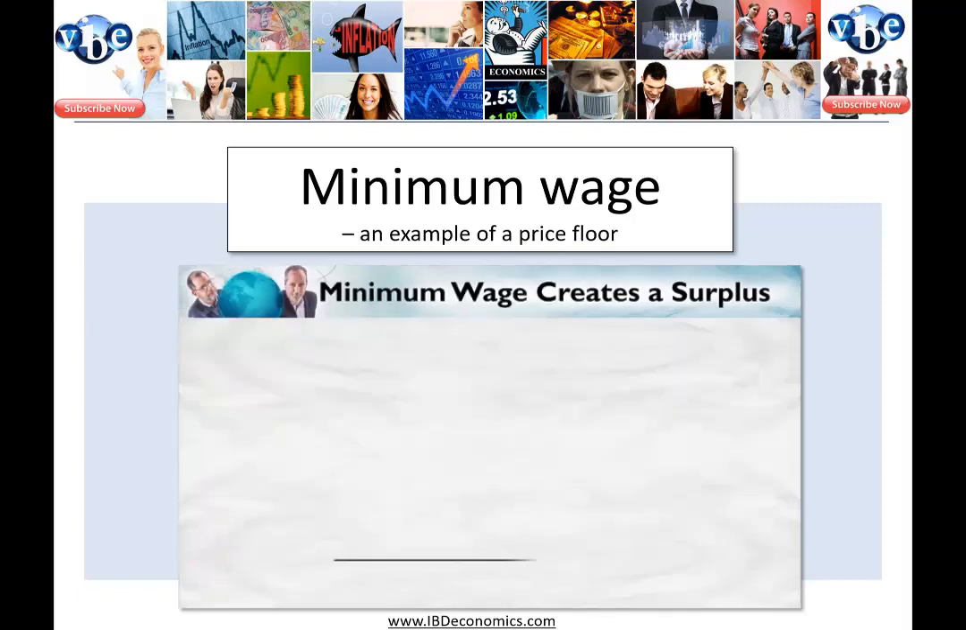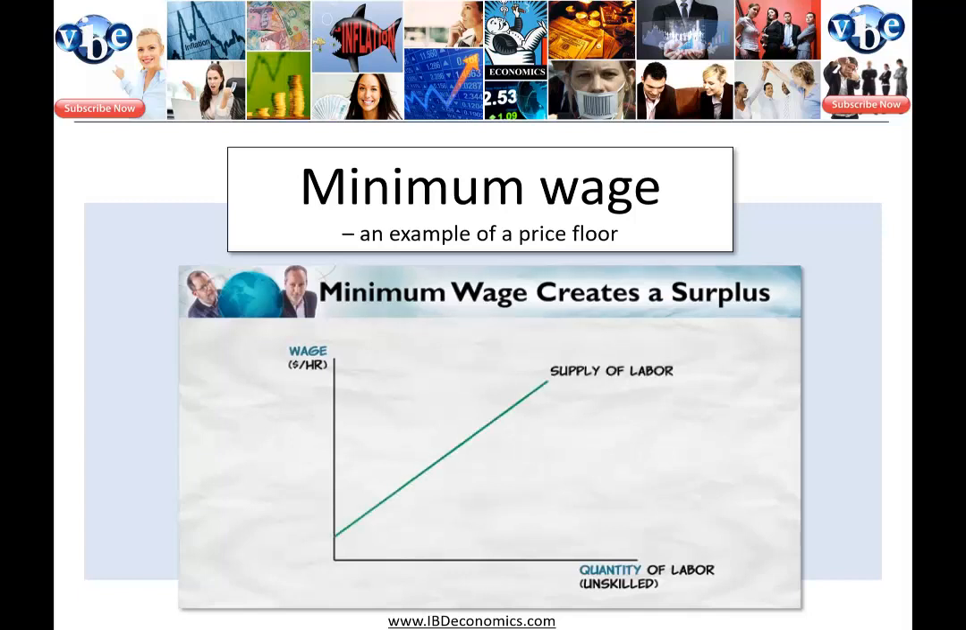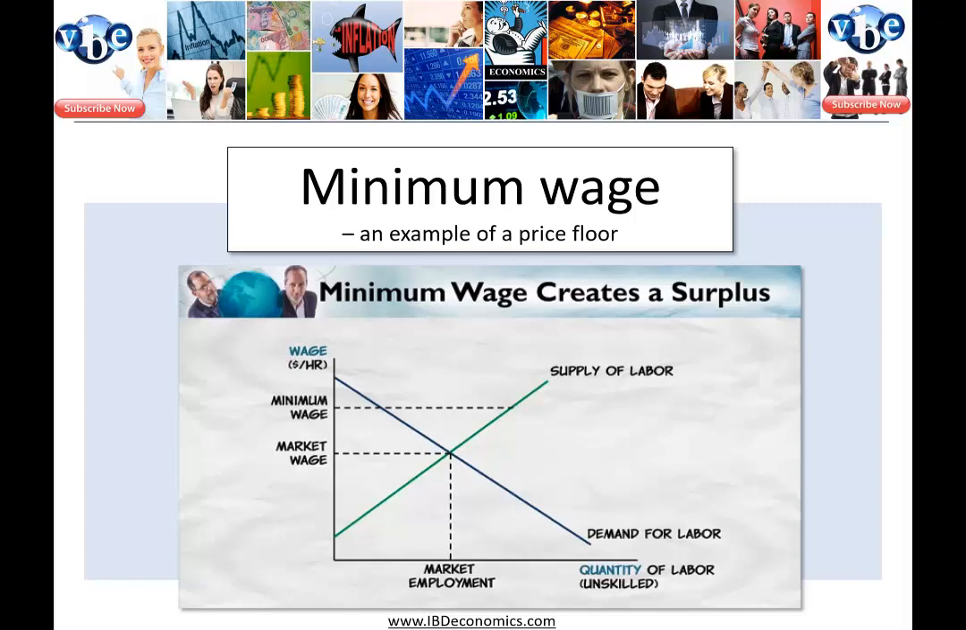Okay, here's our standard diagram, except we're going to put the quantity of labor, especially unskilled labor, on the horizontal axis, the wage or the price of labor on the vertical axis. There's our supply curve. There's our demand curve with the market wage and the market employment level. Now we're going to add the minimum wage. This is a price floor below which it is illegal to buy or sell this good, labor.